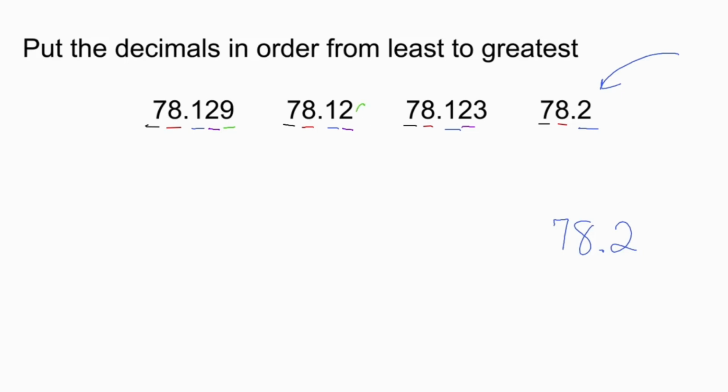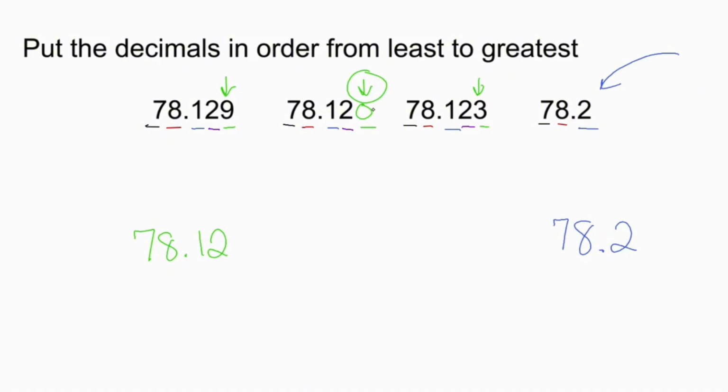Remember, you can always put zeros at the end of a decimal and it will not change the value. So I have a 9, a 0, and a 3 in the thousandths place value. Now when you compare 9, 0, and 3, the smallest of these is that 0. So the first number in our order is going to be 78 and 12 hundredths.